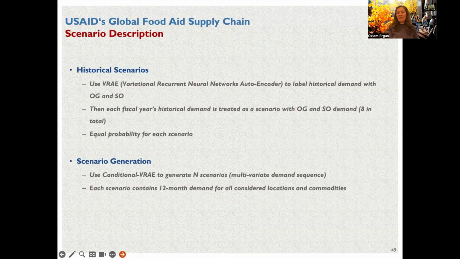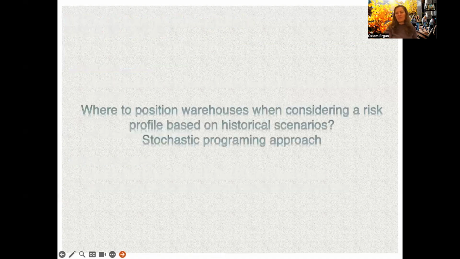So at the end, we ended up with two types of scenarios. One was the historical scenario, historical data, where we considered each year as one scenario. However, we labeled the data within 1 year as sudden onset versus ongoing event. And then we also did, just basically using our learning models, we could generate many synthetic scenarios that represent 12-month periods that we hoped represented the variability and the characteristics of USAID's challenges. So from now on, I will just show you a few initial results.